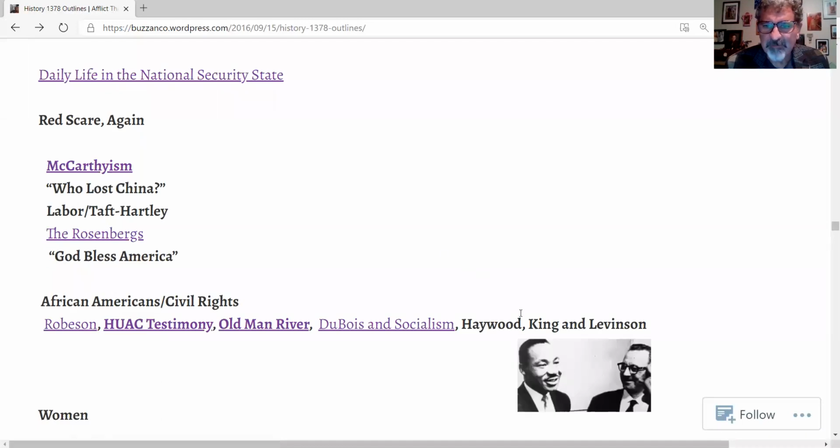There was a labor leader named Harry Haywood. This is Martin Luther King. This is his lawyer, Stanley Levinson, who was in the 1930s a Communist Party member. So in all of these cases, the real issue for Robeson, for Du Bois, for Haywood, for Martin Luther King, and for many others, and this goes all the way through the 1960s during the Civil Rights Movement, was that their issue was civil rights, equality for African Americans in the United States.